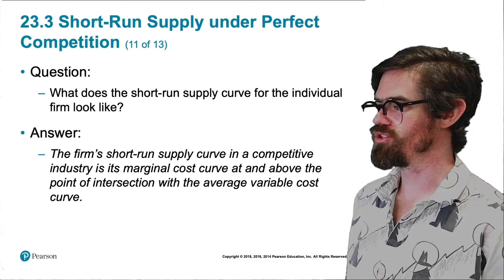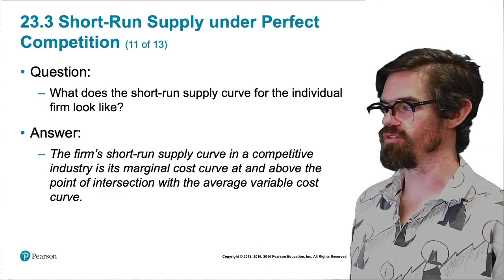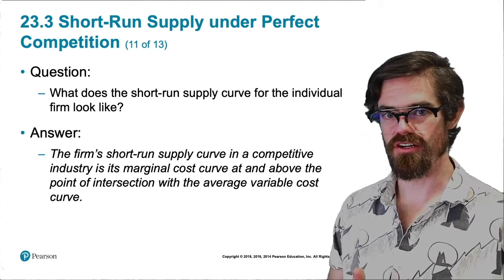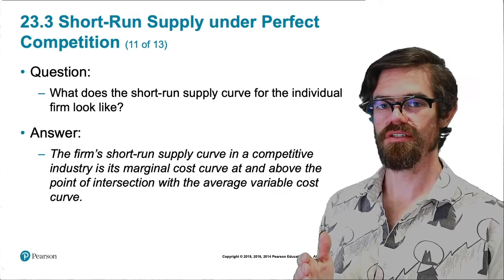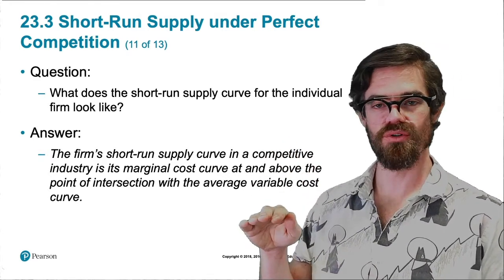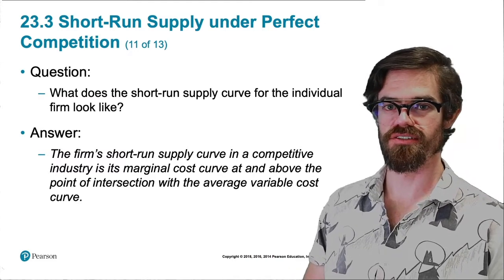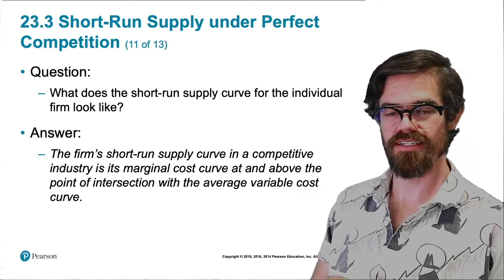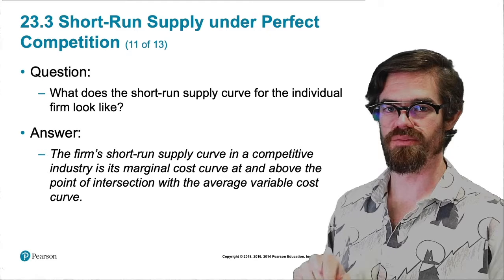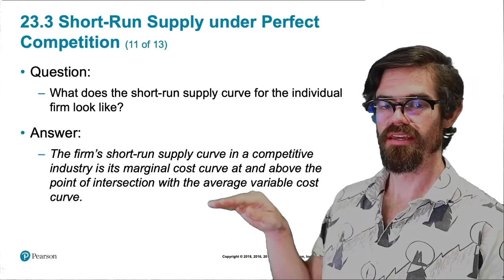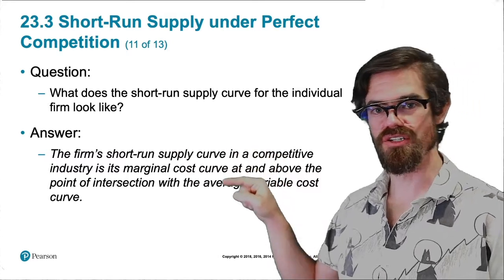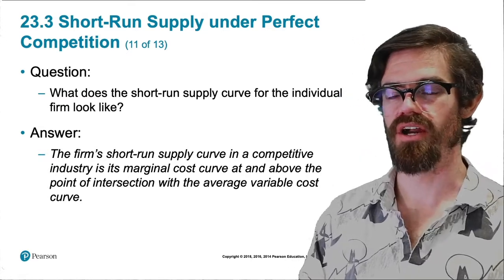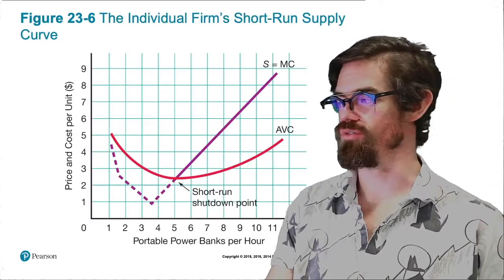Think about this question: what does the short-run supply curve look like for the individual firm? Well, as it turns out, for the individual firm, its supply curve is simply the marginal cost curve above its shutdown point. Of course, if it's shutting down, it's not producing anything; its quantity supplied is zero if it's shut down. But above that point, its supply curve is just the marginal cost curve, because the marginal cost curve is telling us, give me a price, and given that price, I can tell you the quantity supplied. That's the supply curve, the relationship between quantity supplied and price. And that's the marginal cost curve for the individual firm.